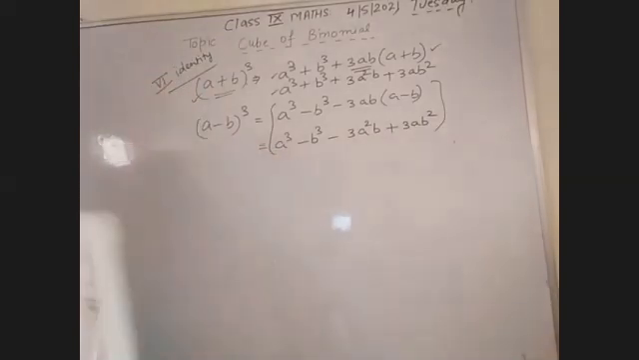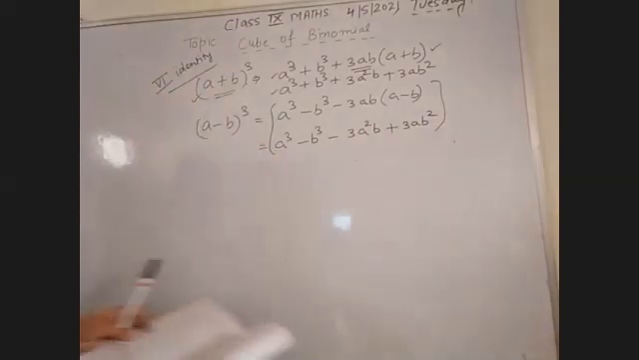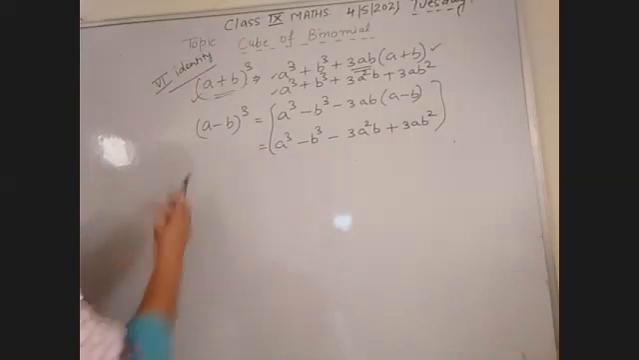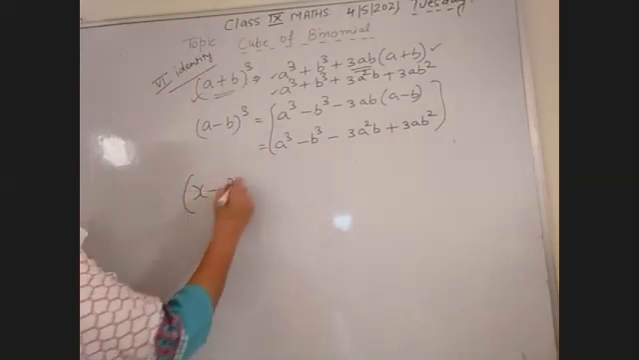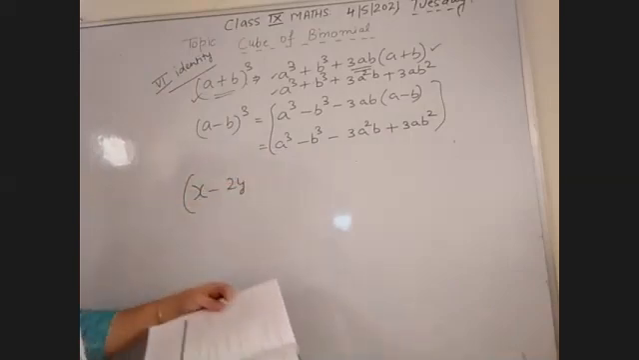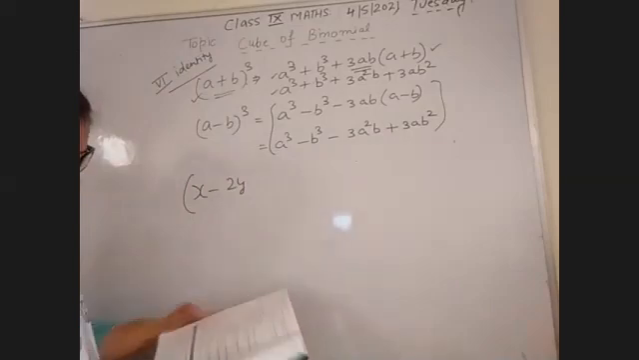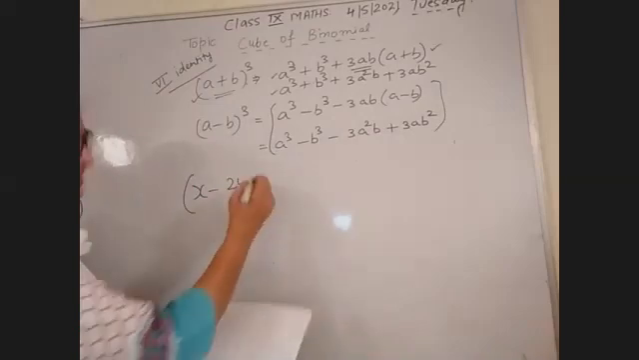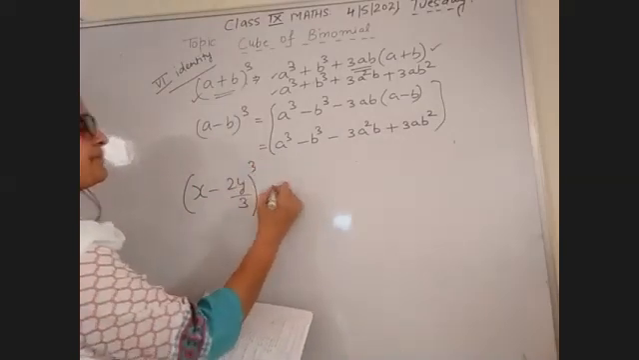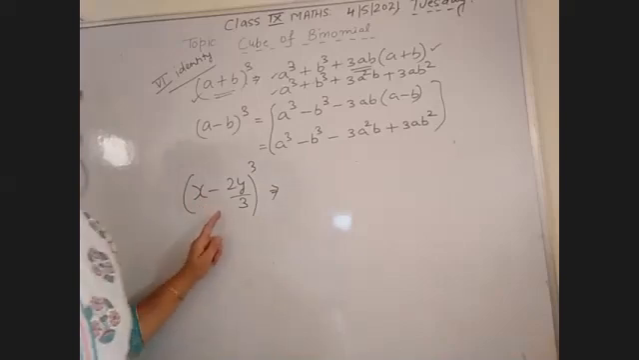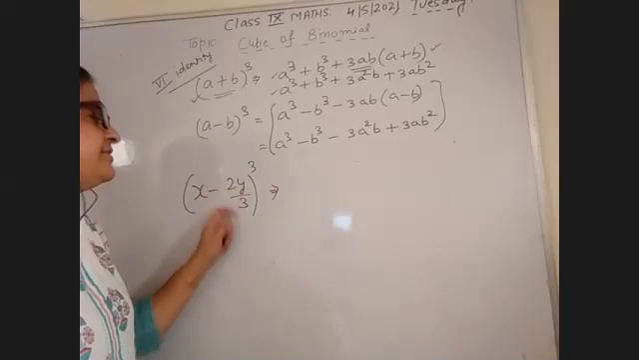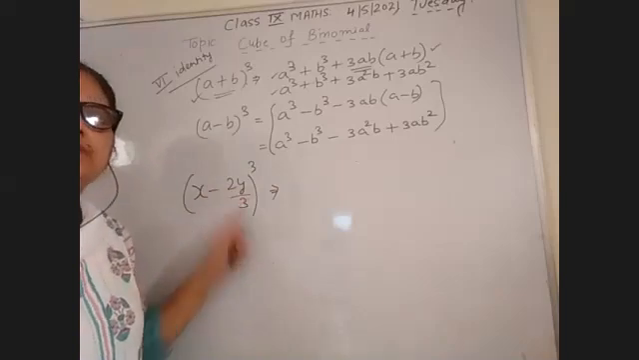One more question I am taking related to this identity. For example, I am taking the fourth question, x minus 2y upon 3 whole cube. Now here the minus is given, and in place of y it is given in fraction. How will you solve this question?